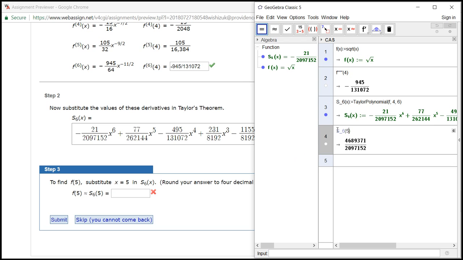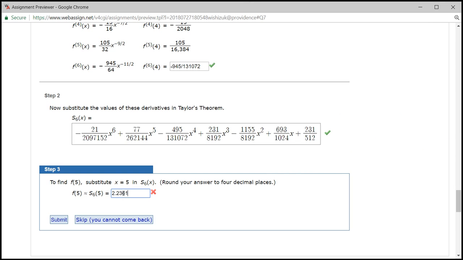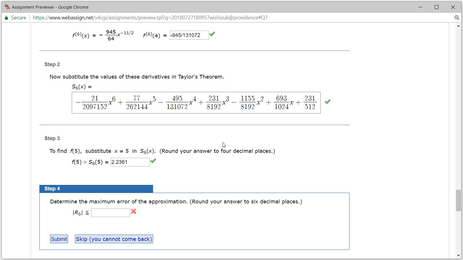So I'm gonna say numeric, and let's see, I don't know how many points, so I'm gonna put 3. That's not enough, so I have to put 5 there. Alright, so it's 4 decimal places, so 2.236. So I'm going to just copy this and then Control V to paste it. Alright, so let's check the answer. Alright, I came back and looks like we got this one correctly.